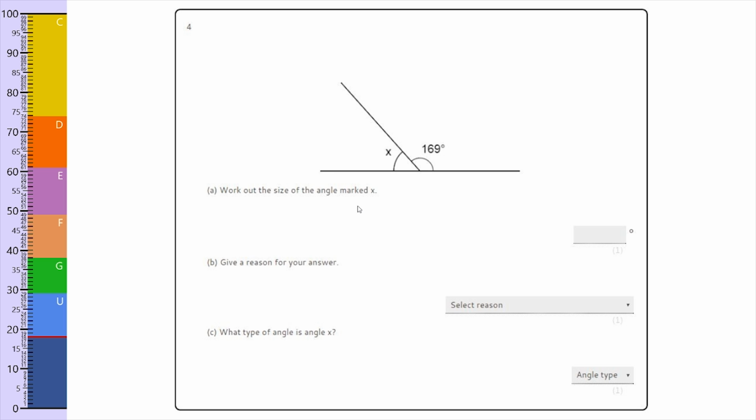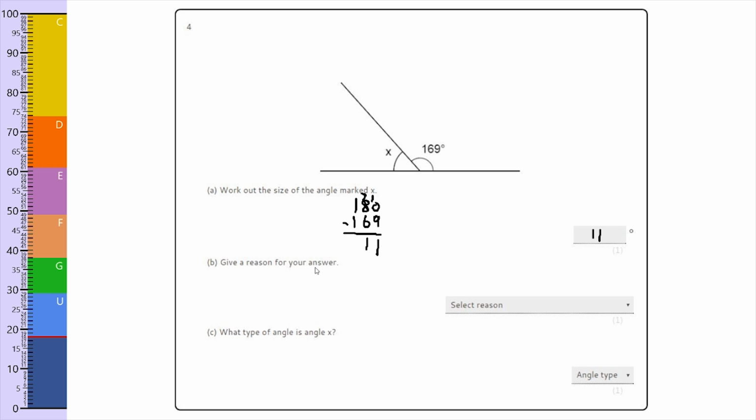So you just need to know one thing, and that one thing is angles on a straight line add up to 180. So all you need to do for this is take 169 away from 180. Now again, you can do that by adding numbers onto 169 to get to 180, or you can do it with this method. I borrow 1 or take 1 from the 8 and move it to the 0 to make 10. 10 take away 9 is 1. 7 take away 6 is 1. And 1 take away 1 is nothing. So my answer is 11 degrees.